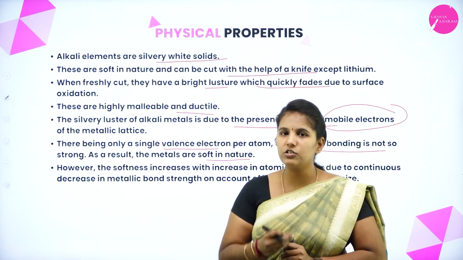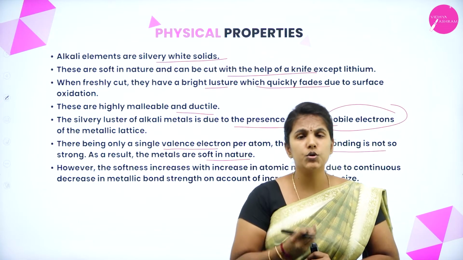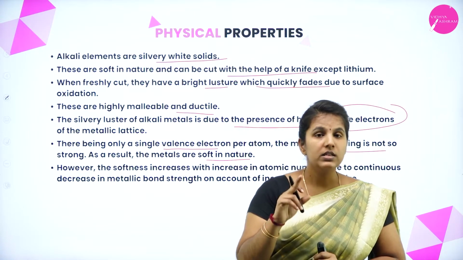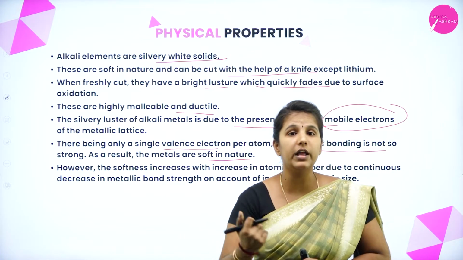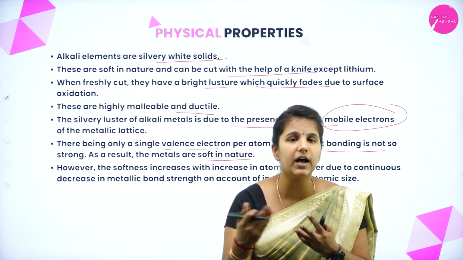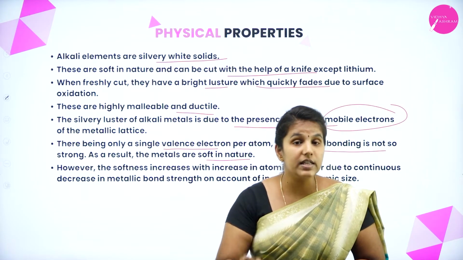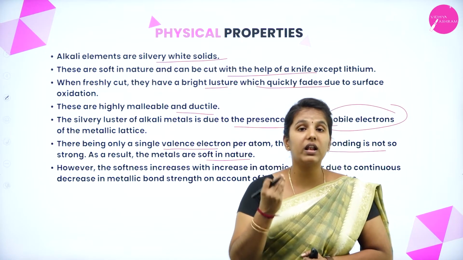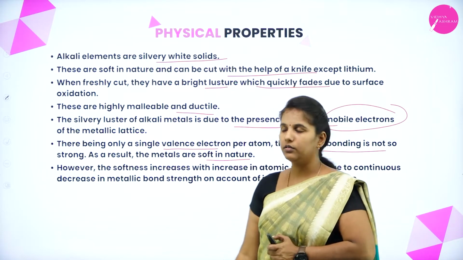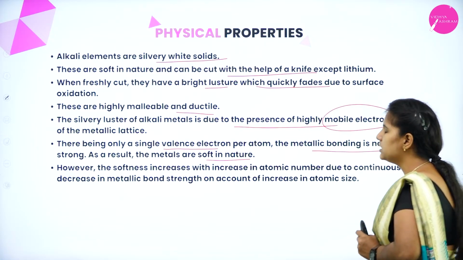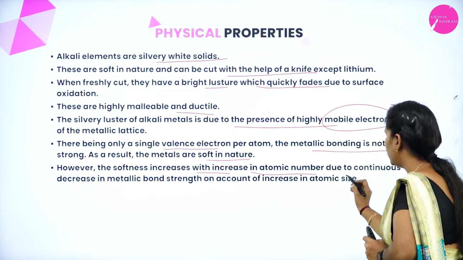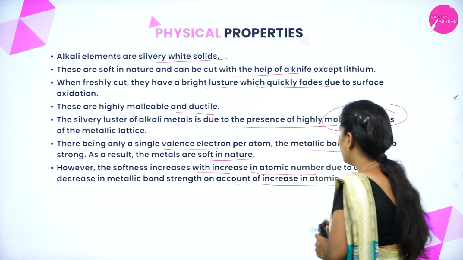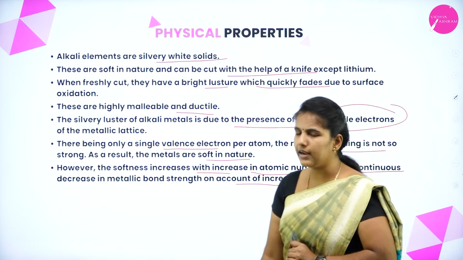So by learning the electronic configuration, we have understood that group 1 elements have only one electron in their outermost shell. Since only one electron is available for bonding, they form a very weak bond with other elements. Hence, these metals are usually soft in nature because of the very weak metallic bond. However, the softness increases with atomic number due to the continuous decrease in metallic bond strength, which accounts for the increase in atomic size.